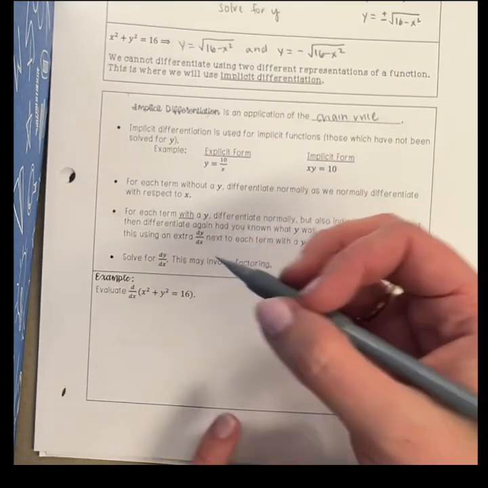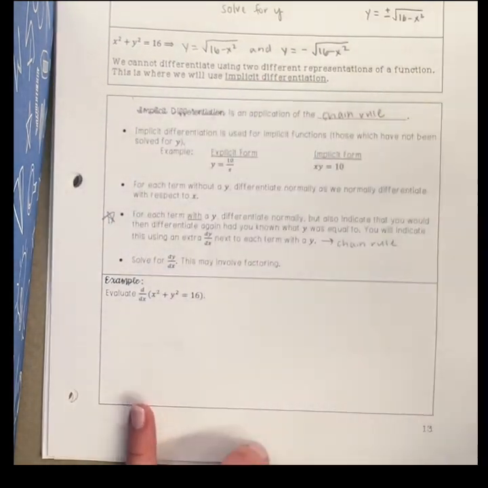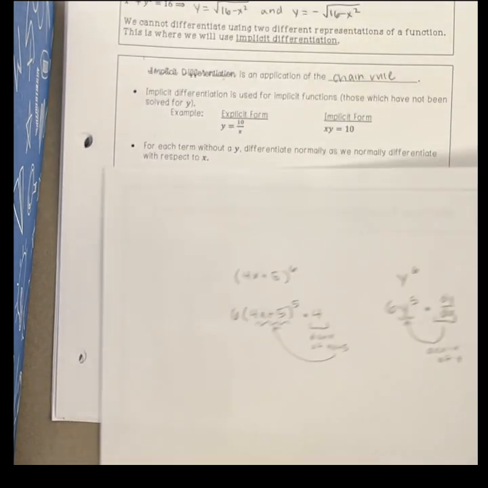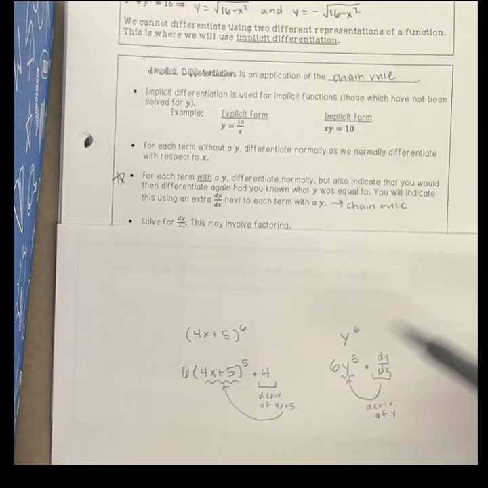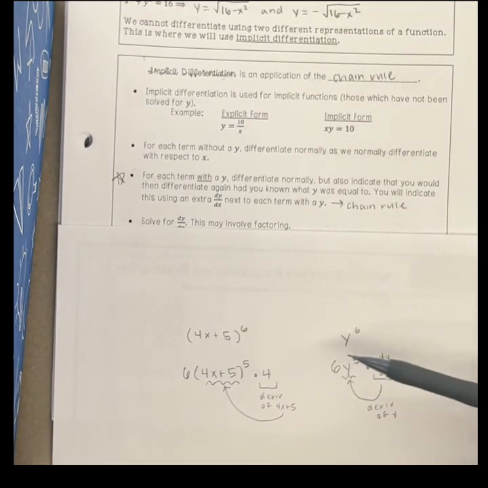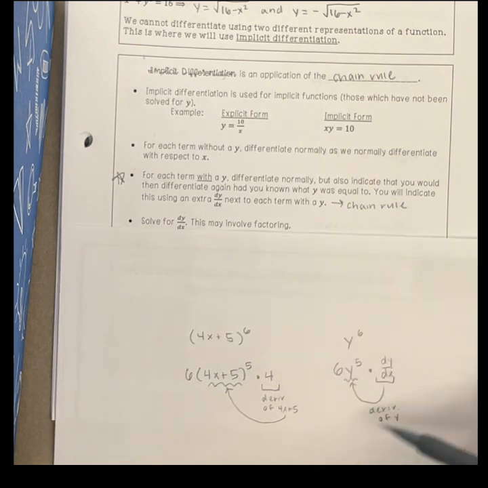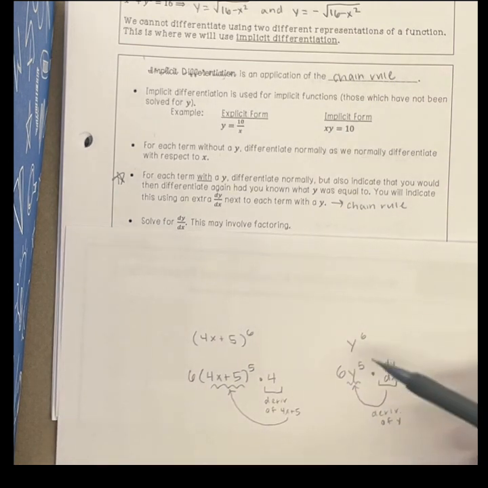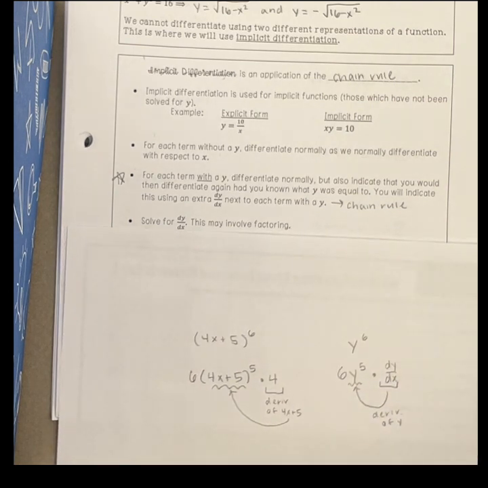And this part right here is the big part that I was trying to go over on my little half sheet of paper over here. So if I don't know what the function is, y to the 6th, I can differentiate normally, but next to it, I'm going to put a dy dx to indicate that I would have done the chain rule had I known what y was. This only matters for the variable y. It doesn't matter for any of the other variables you'll see, aka x. It doesn't matter for x.